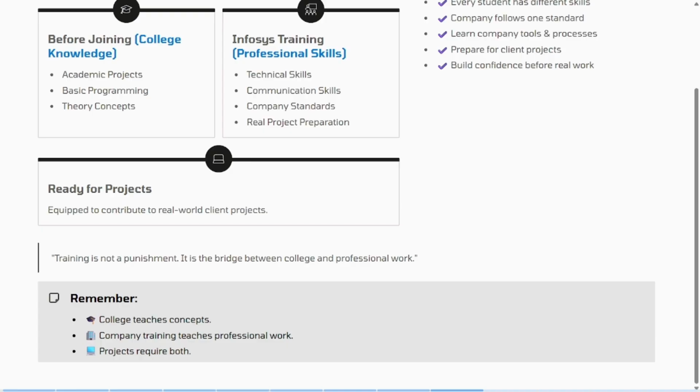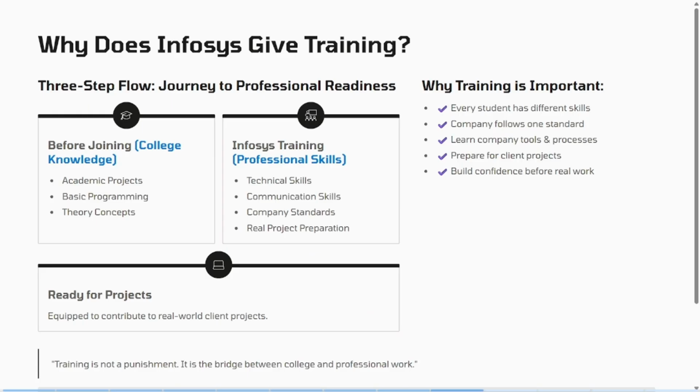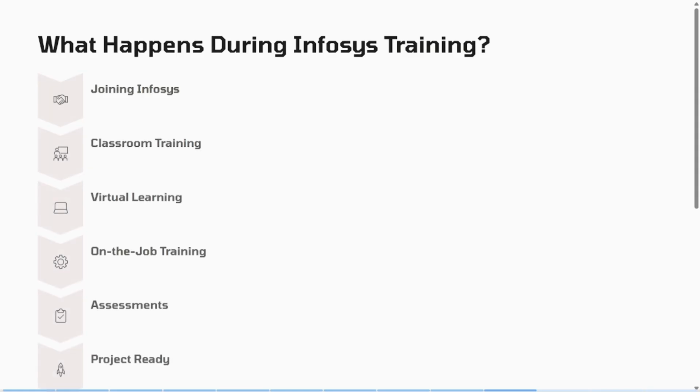The better you perform during the training, the more confident you feel when you start working on actual projects. Now that we know why Infosys provides training, let's understand what actually happens during training. According to my offer letter, the training may include classroom training, virtual training, and on the job training. The duration depends on the company business requirements. Let me explain one in a simple way.